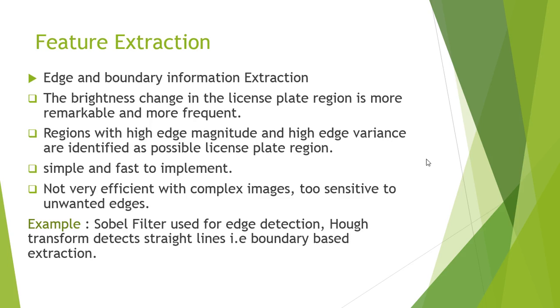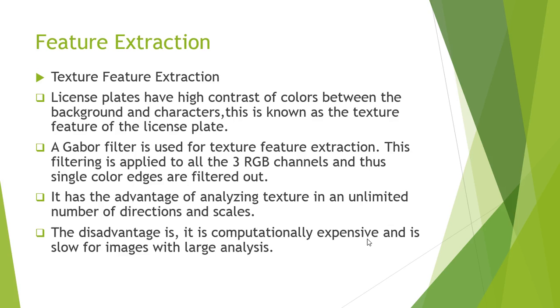The main advantage of this feature extraction is that it is simple and fast to implement, and though it has the drawback of not being very efficient with complex images, it is very robust to noise, and a Sobel filter is used for this kind of edge detection. In our application, we use a Sobel filter for vertical and horizontal edge detection. Hough transform detects straight lines, that is boundary-based extraction. We also use Hough transform for template alignment, that is license plate alignment, in our application.